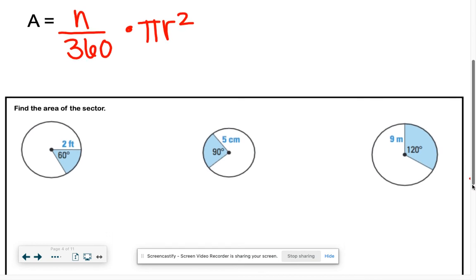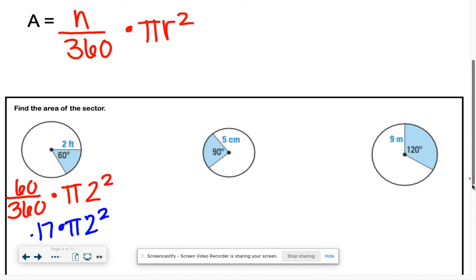So on this first one, what's the angle they give us? 60. So you're gonna put 60 over 360 times pi, what's our radius? 2 squared. Okay, before it becomes calculator work, we have to simplify one thing. We gotta figure out what is 60 divided by 360 as a decimal. It's 0.16. So should we do 0.17, should we do 2 decimal places? So 0.17 times pi 2 squared. Now you can type the rest of that in your calculator, just be careful.